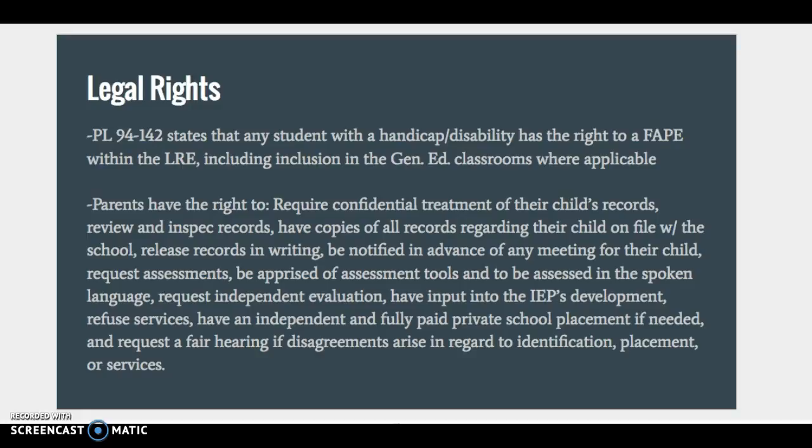They can have input into the IEP's development. Parents can even refuse services. Parents can have an independent and fully paid private school placement if needed by the school system. And parents finally have the right to request a fair hearing if there is a disagreement in regard to the identification of a learning disability, placement of the child, or the services given to the child.